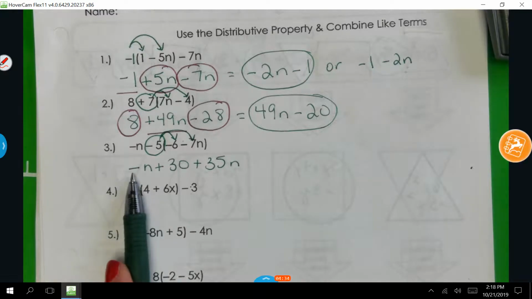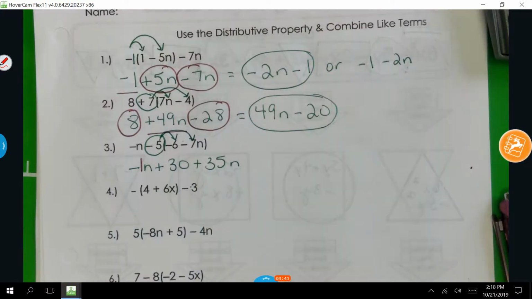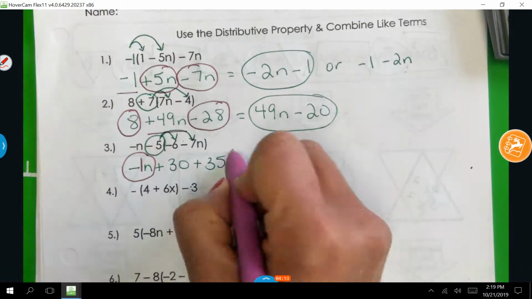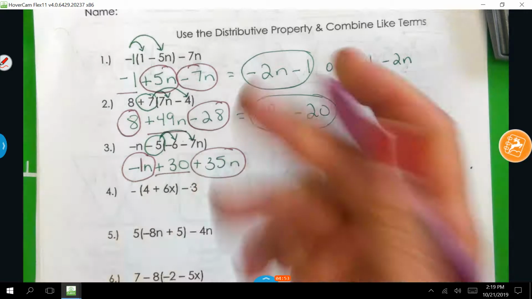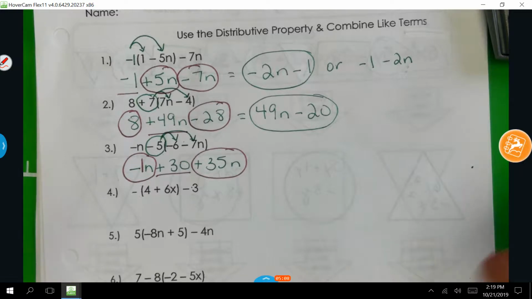What is this really? How many negative n's are really here? Just one. So if it helps you, draw the 1 in. Now let's look for our like terms. What are our like terms here, class? Negative n and positive 35n. And then this 30 is all by itself. So how am I going to know what my n term is? What do I put in the calculator? Negative 1 plus 35. There you go. So tell me what it is. 34.